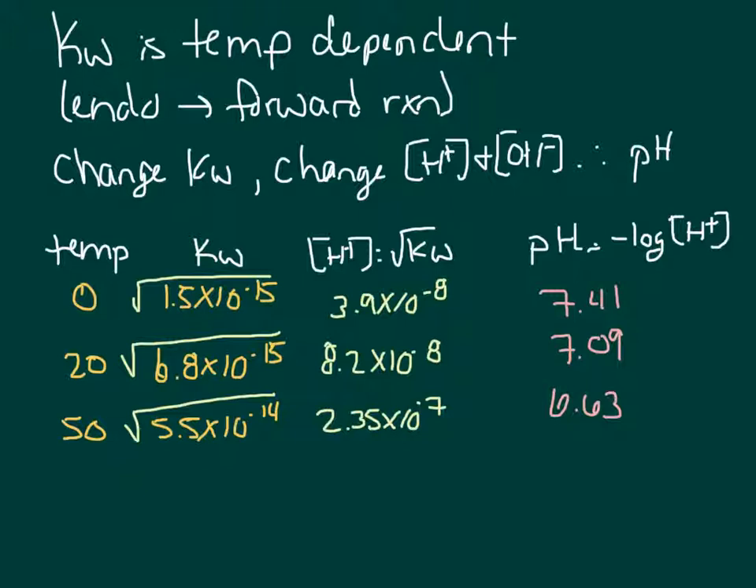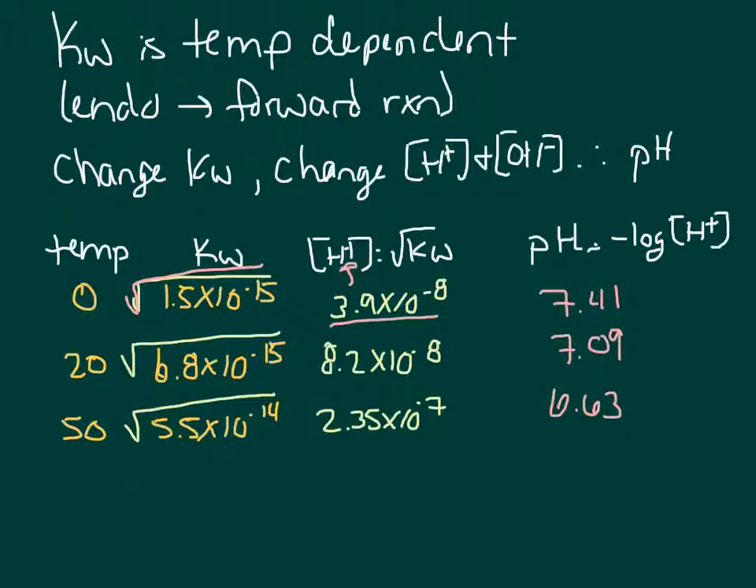Here are some examples. At 0 degrees Celsius, we have a Kw value of 1.5 times 10 to the negative 15th. This would have to be given to you. There's no other way to know it, because the real value of 1.00 times 10 to the negative 14th is provided for you in your data booklet in Table 2, but that's the only value that is provided for you. Because, as seen in the previous slide, we essentially get H squared, by taking the square root of that value, you get 3.9 times 10 to the negative 8. And that gives you your hydrogen concentration.